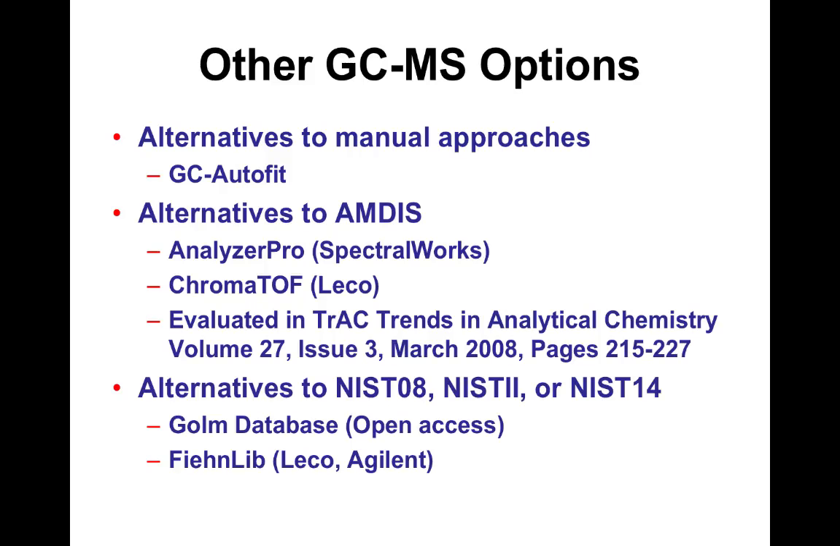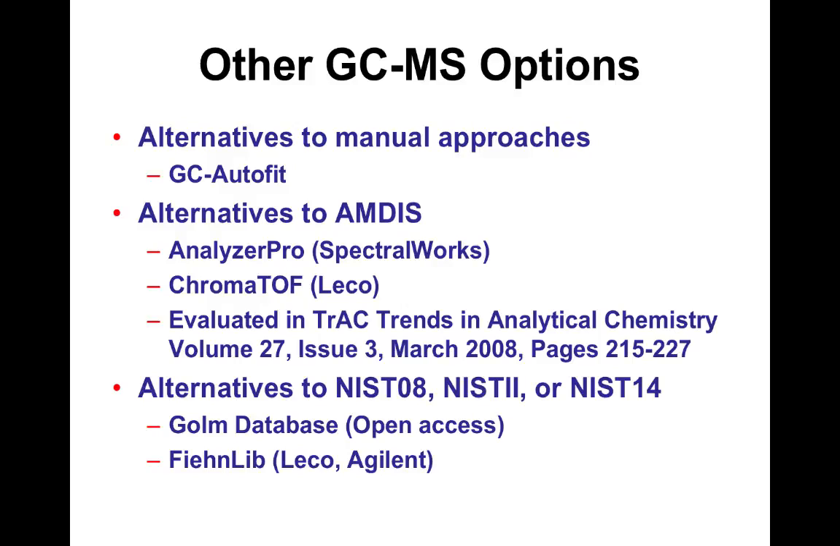So it's an interactive process. You're working with visual cues, you're clicking on things, you're assessing, you're evaluating the match factor. So it takes time, and different people will get different results, just like with Chenomx as a manual approach. So there are some, and you guys will try this today, called automatic approaches, a GC AutoFit. I'll talk about that later.